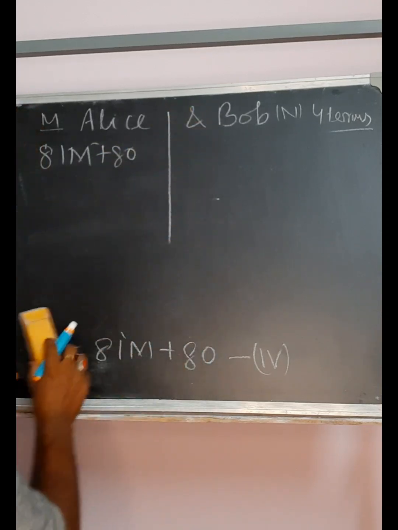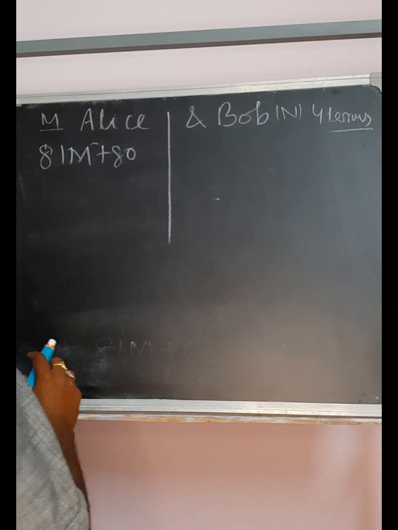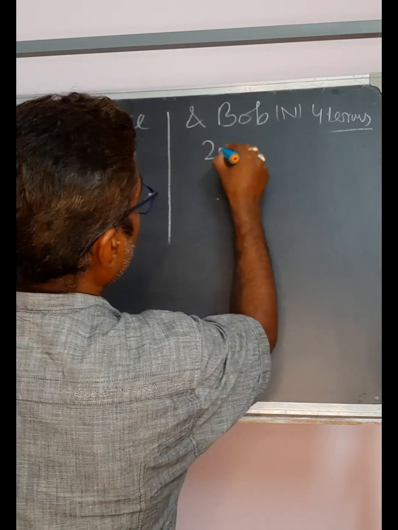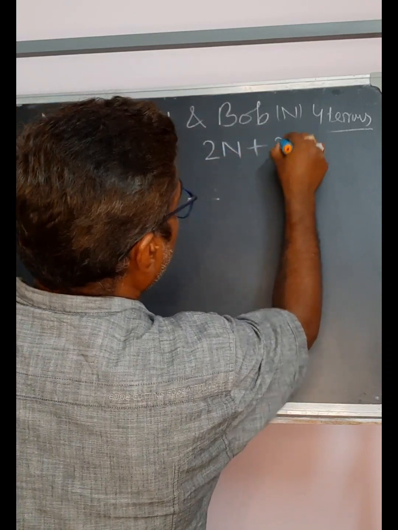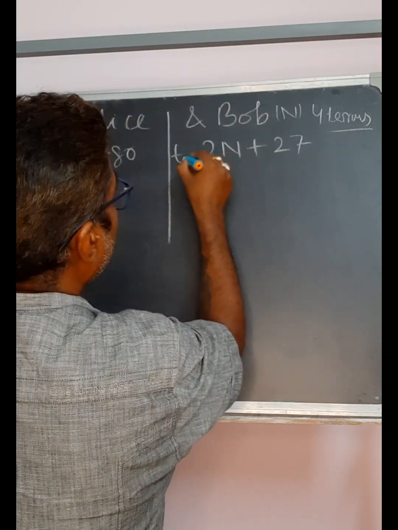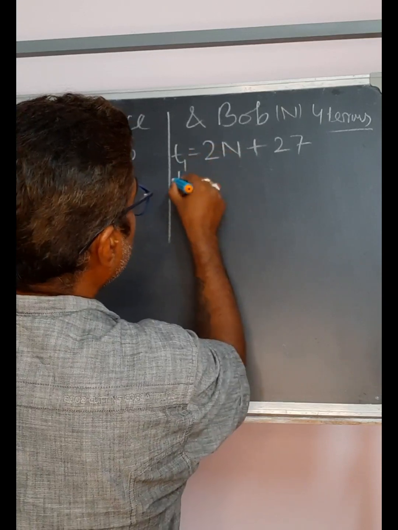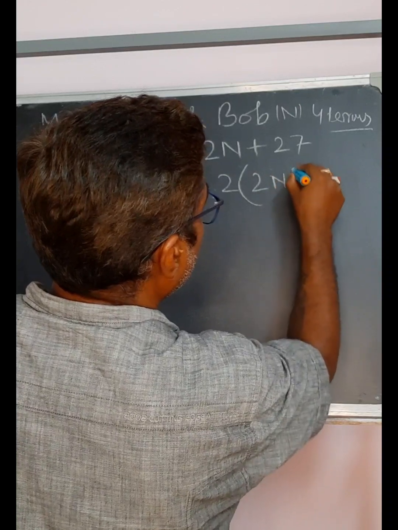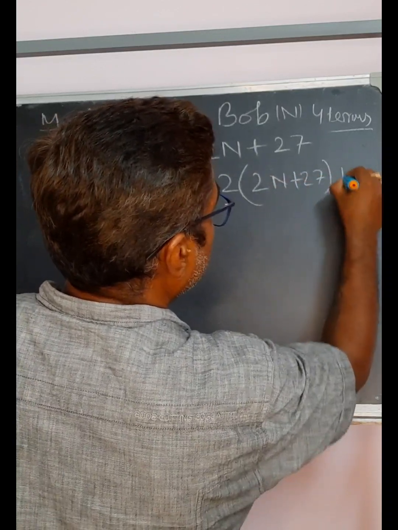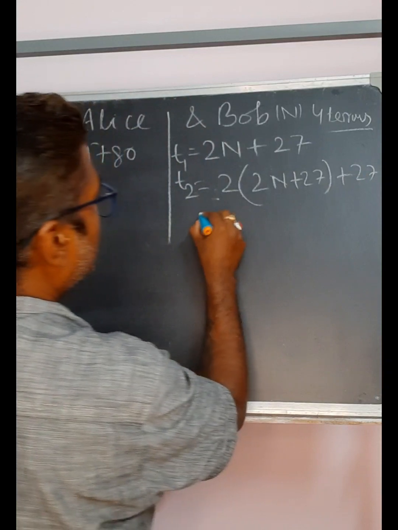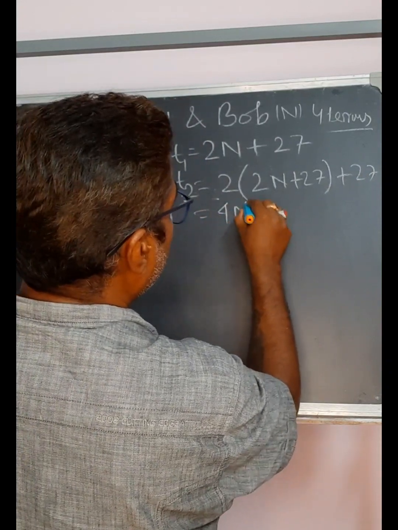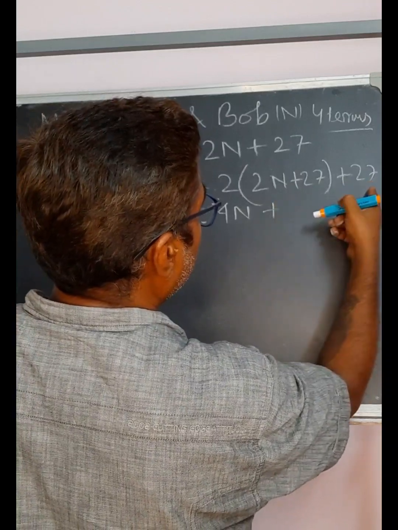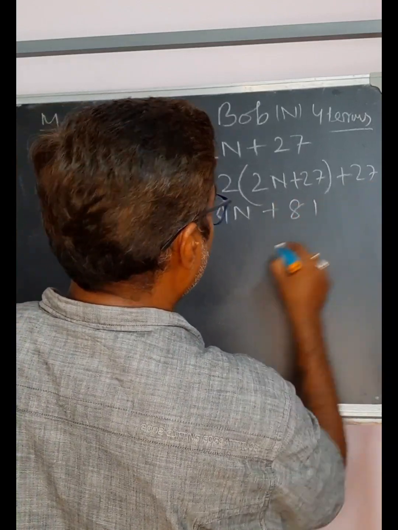Now concentrate on Bob. He starts with 2x plus 27, that means 2n plus 27 is his first term. The second term is again 2 times 2n plus 27, plus 27. After calculating, I get 4n plus 54, and 54 plus 27 is 81.